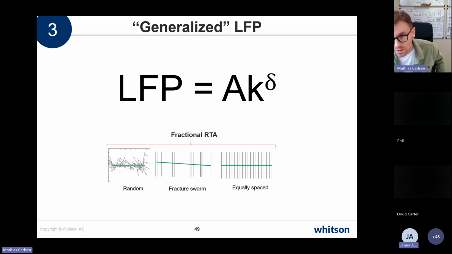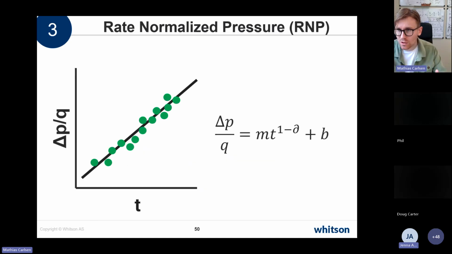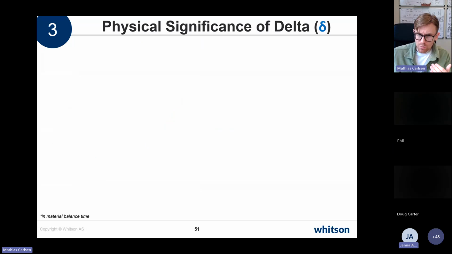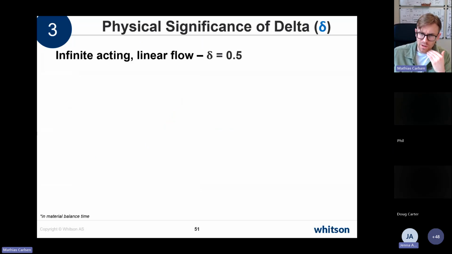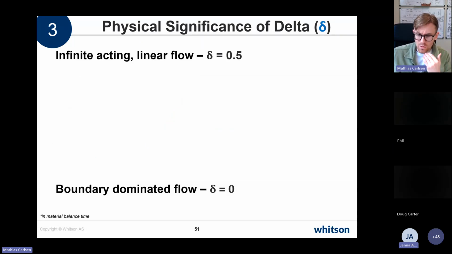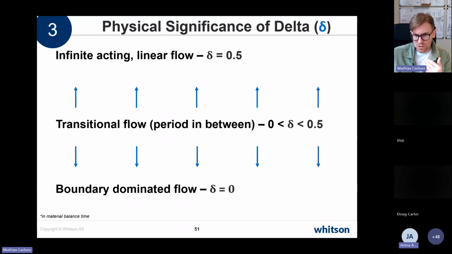How do you get delta? You get that from essentially the same plot we just looked at. It's just plotted not versus square root of time, but versus regular time, and you plot it log. When you plot it log, you can fit a parallel through that data, and that slope right there is your delta. So a delta of 0.5, back to flow regimes, that's infinite acting linear flow. A delta of 0, that's boundary dominated flow. And transitional flow will be a delta between 0 and 0.5.